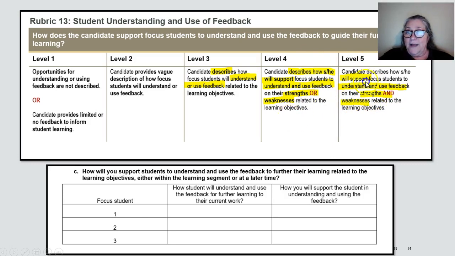So it gets a little complicated because it's understand and use feedback, strengths and weaknesses. So here's one. This is from the Thinking Organizers put out by Illinois State University. A lot of it's used, and you can find that on AACTE if you look in the, it's not the resource library.